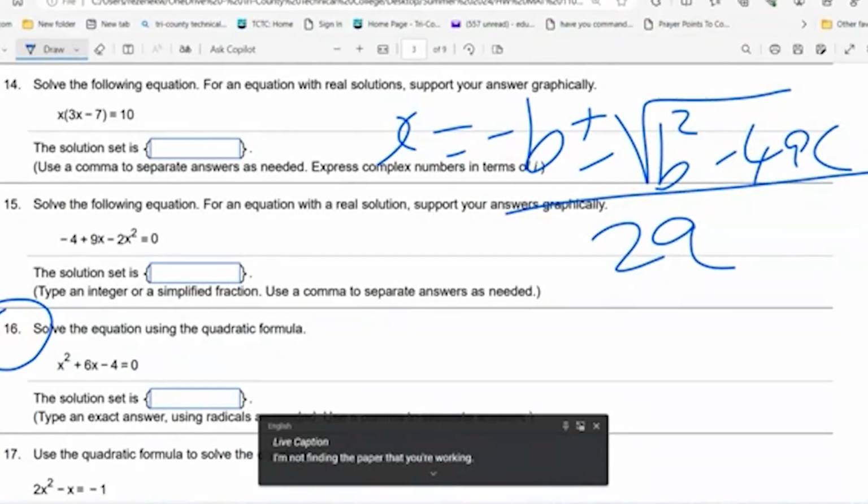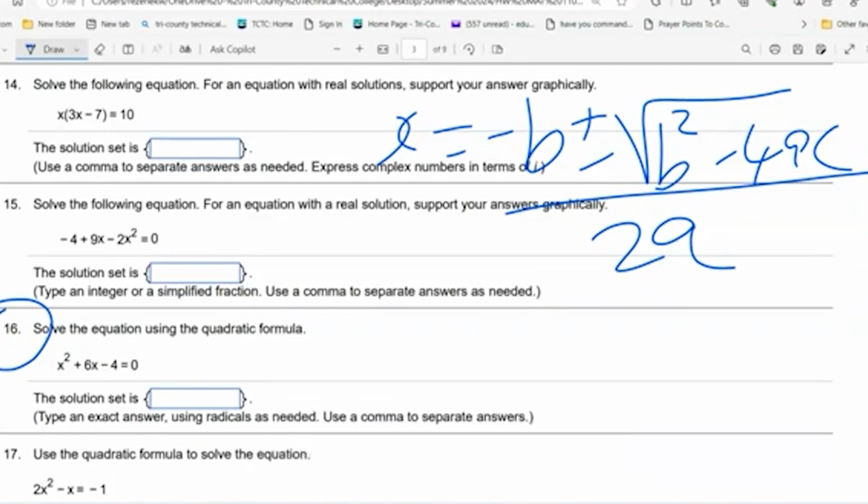We are trying to solve this number 16 by quadratic formula. Okay, and the first thing I want to ask is, is it in standard form? Does it look like it? Yes, it is. The leading, the first term is degree 2. Second term is degree 1. Third term is degree 0. Okay, so we can do it that way.